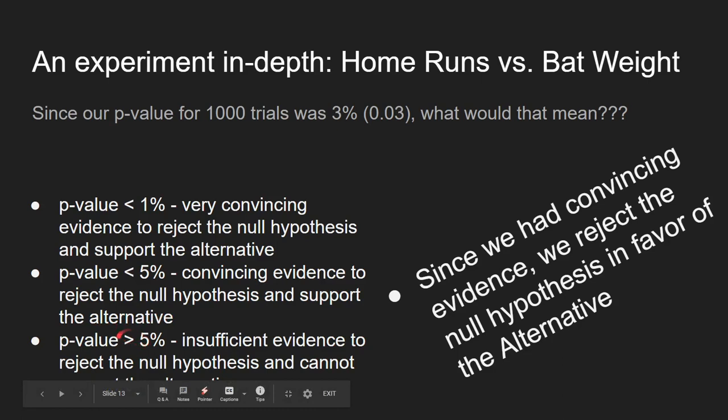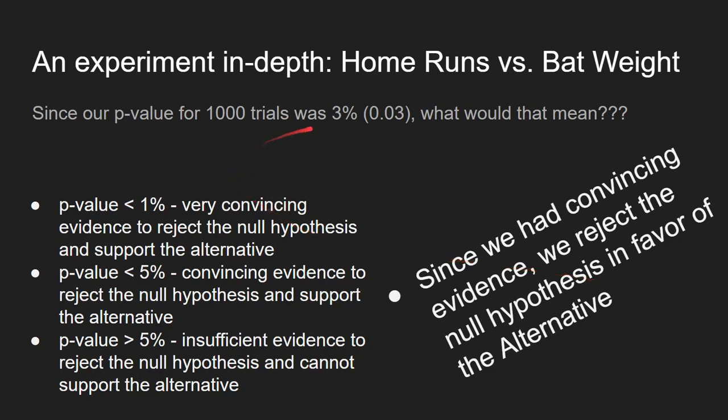And if our p-value is greater than 5%, at that point we say, you know what, randomness could have played a part in how this happened. It's not unlikely that randomness could be a thing, so we have insufficient evidence to reject the null hypothesis, and we can't support that alternative hypothesis. We can't say, in this case, that the bat makes a difference.